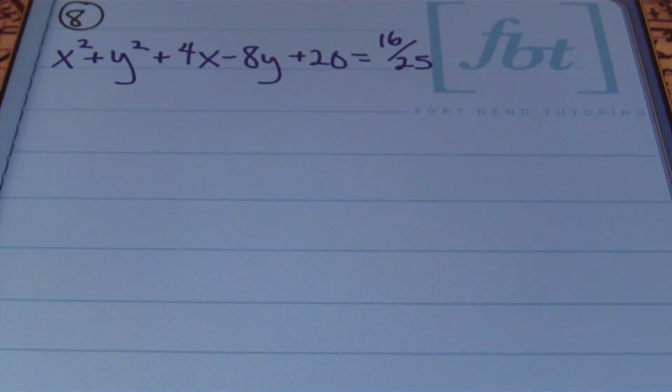All right, so you end up with x squared plus y squared plus 4x minus 8y plus 20 equals 16/25. Got a fraction in there for you. I was saving the best for last. We know that our a and our b values, those coefficients on the x squared and y squared terms, are the same value. It's 1. So it's a circle.